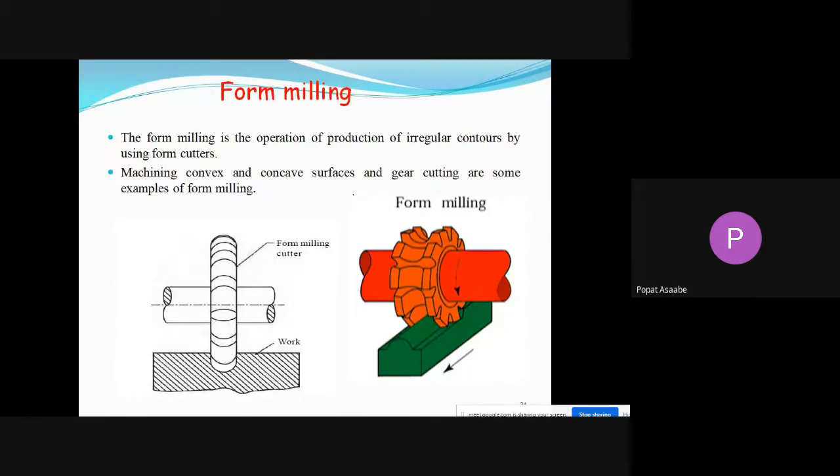Now see, next operation is the form milling. This is the fourth operation. Up till now, which operations have we studied? Plane milling, to produce the flat surface.